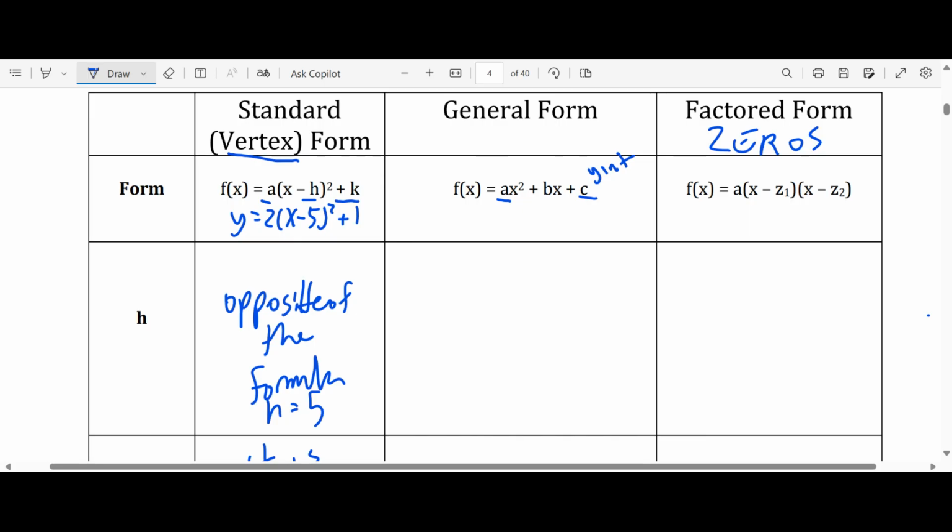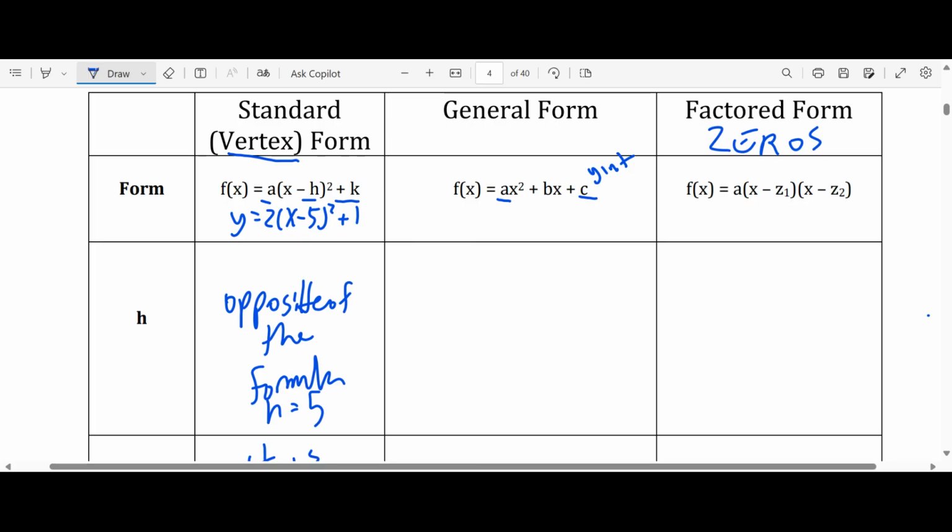So what that means is you can kind of graph it, but not really, because I don't know where the low point is. I don't know where the zeros are. I just know that it's facing up or down, skinny or fat, and I know where the y-intercept is, but it could be in so many other places as a result. So less important, but it is what it is.